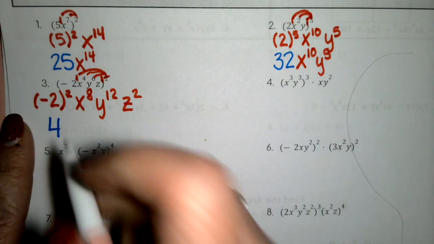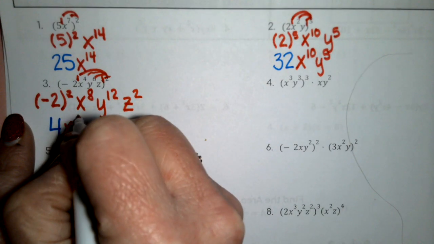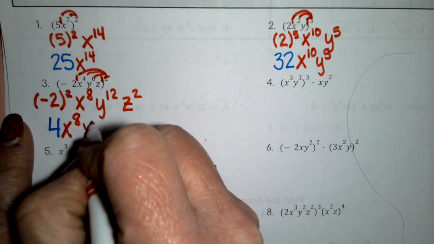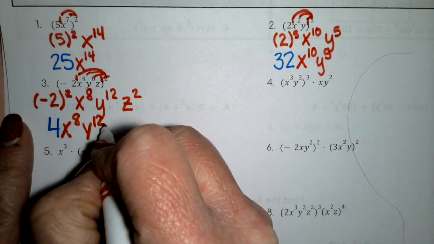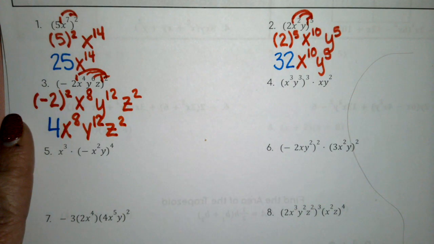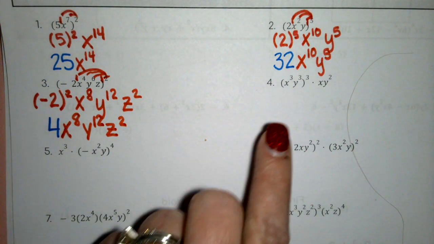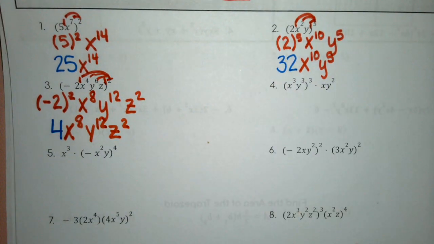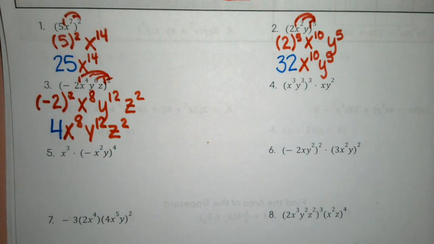And then it's going to be x to the 8th, y to the 12th, z to the 2nd for my final answer. Now we're going to build upon what we've learned yesterday and the day before by putting everything together.